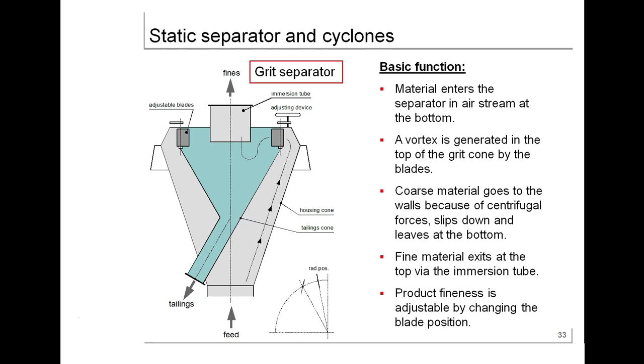The vortex is generated in the top of the grid by the blades. Coarse material goes to the walls because of centrifugal forces, slips down and leaves at the bottom. Fine material exits at the top via the immersion tube. Product fineness is adjustable by changing the blade position.